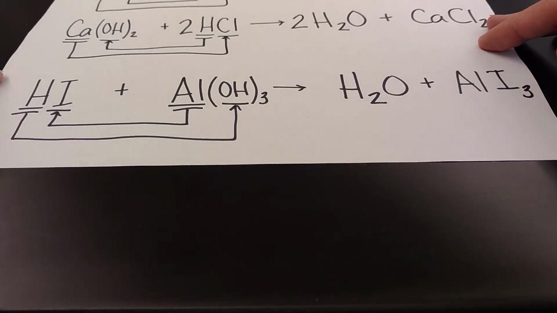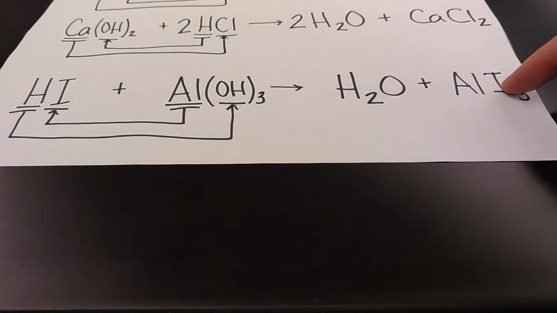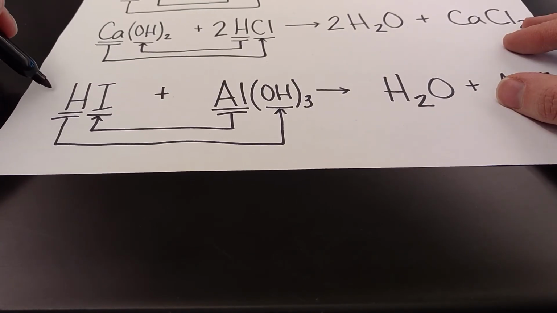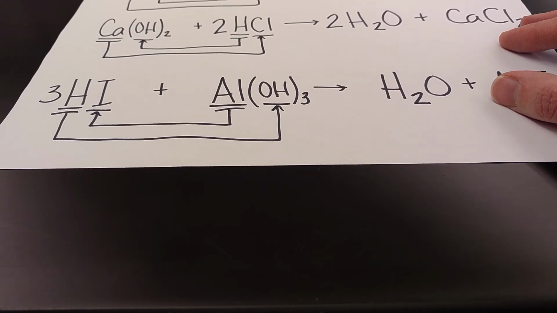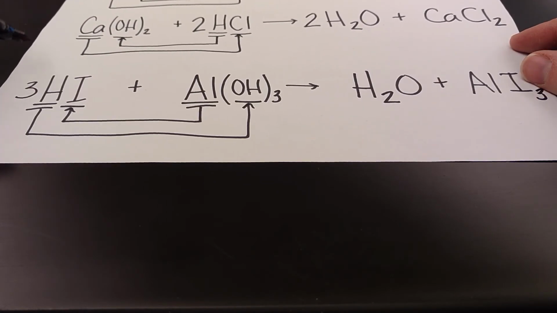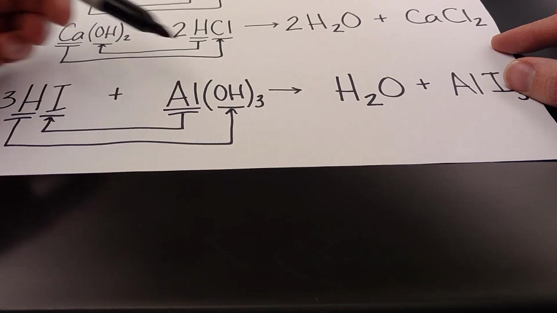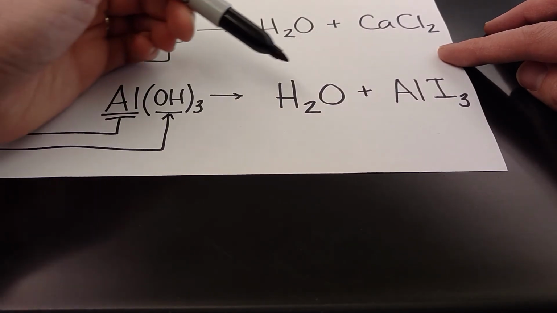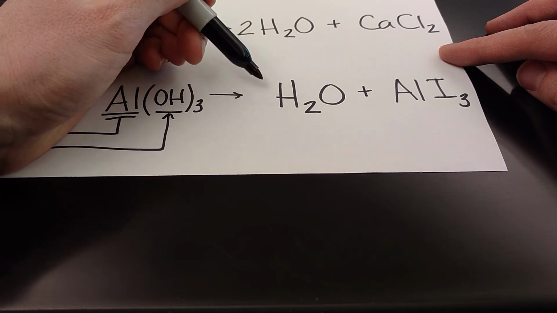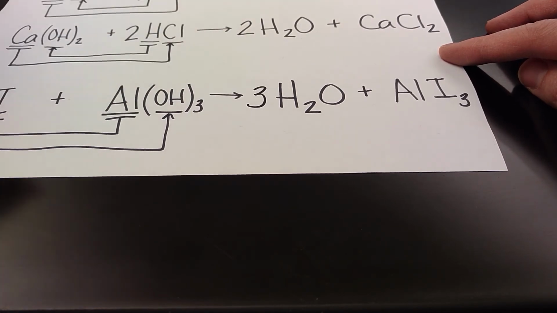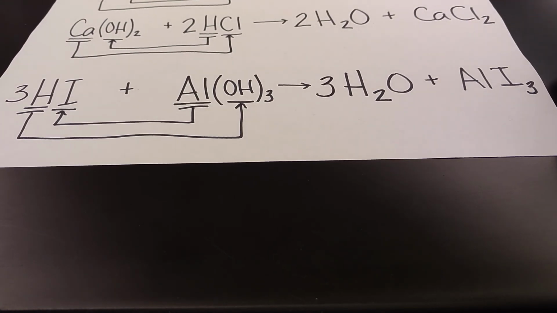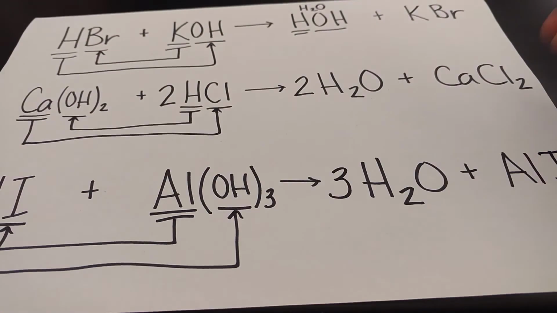Okay, now here, balance that anion first. We've got 3 iodines on this side, only 1 over here. So I'm going to put a 3 in front of HI. And then if I look at my hydrogen, 3 times hydrogen here plus 3 times hydrogen here is a total of 6. On this side right now I only have 2. So I need to put a 3 here to get a total of 6 hydrogen. And that is how we write acid-base reactions.